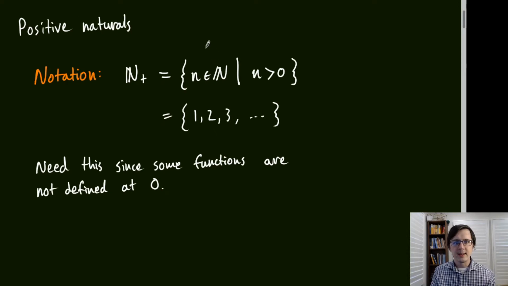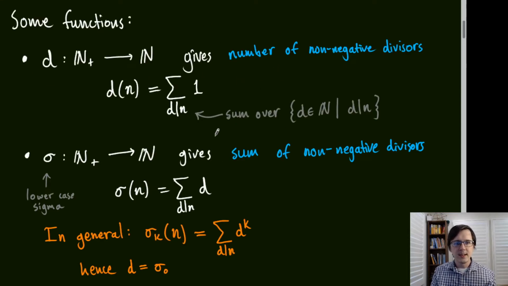One thing is that we want to exclude 0 for most of this because most of these functions are not defined at 0. So n plus will represent the positive natural numbers. So 1, 2, 3, and so on. Natural number is greater than 0. So here are two of our functions that we're going to look at.